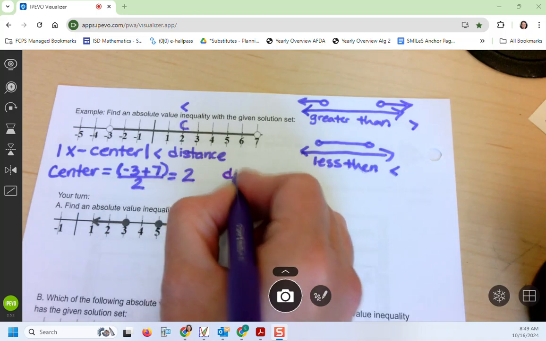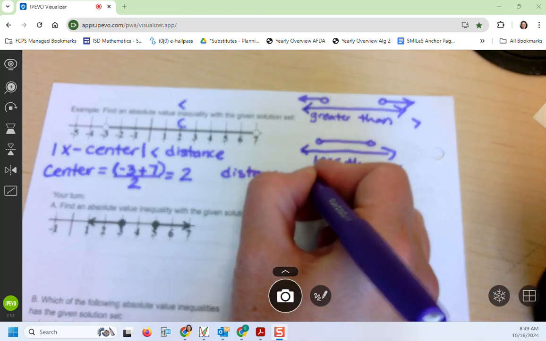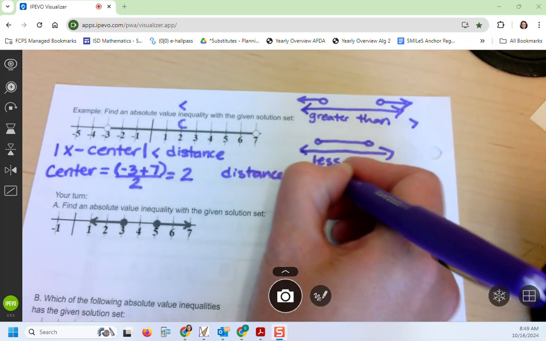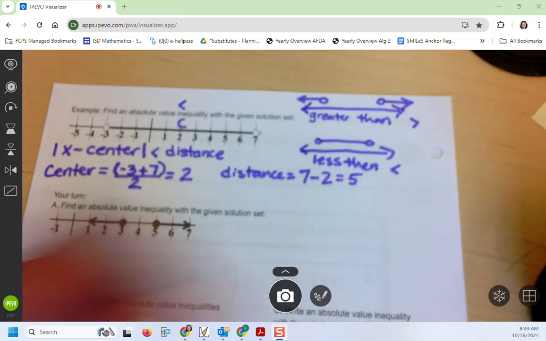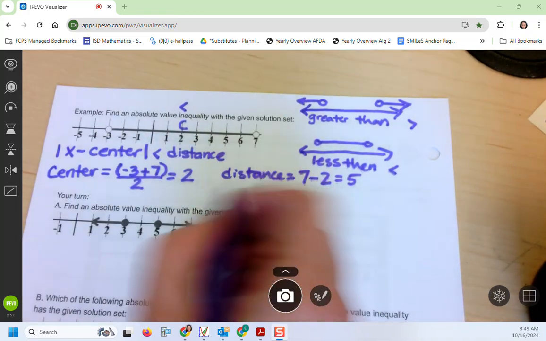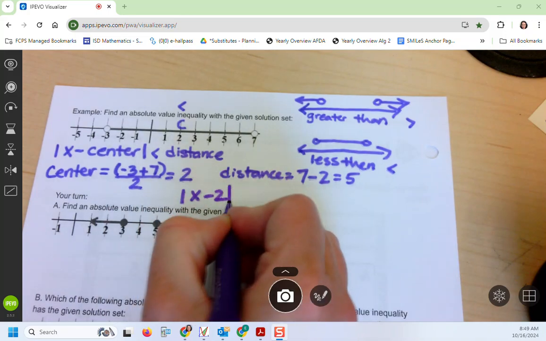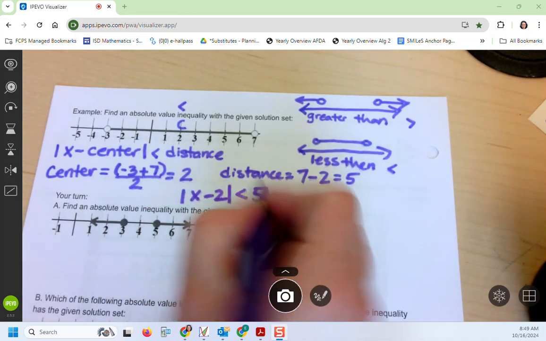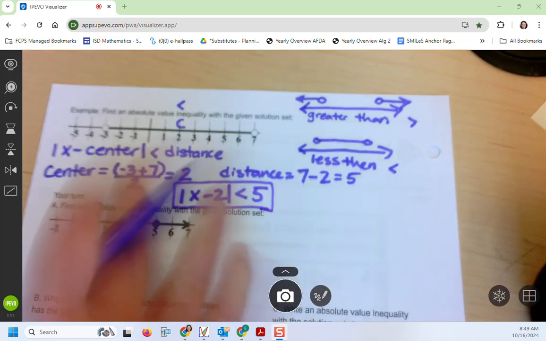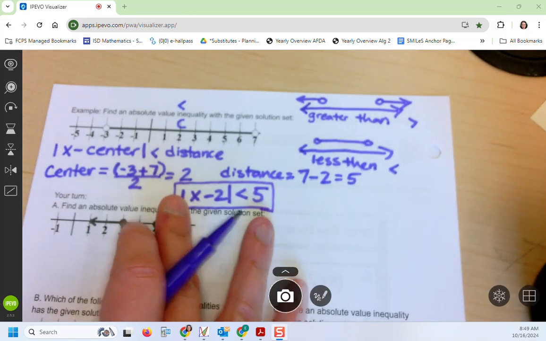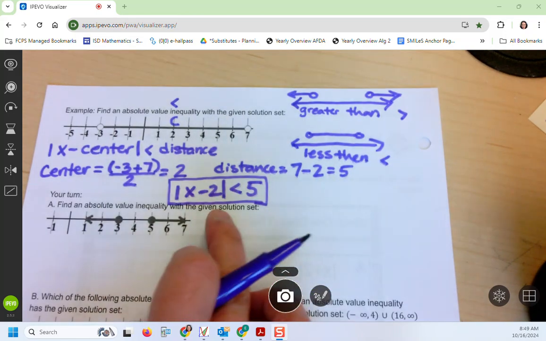The distance, you can count it out, but you can also subtract. So your distance is going to be the endpoint on the right side minus the center. So in this case, 5. And it's the same thing you should get from counting. And then we can use this sentence frame here. Absolute value x minus 2, because that's your center, is less than the distance. And that should go in a box. Just this. After you do this, you write it out twice to check it. I saw a lot of you guys did that work to check. All of that work is a check. This one is your actual answer.